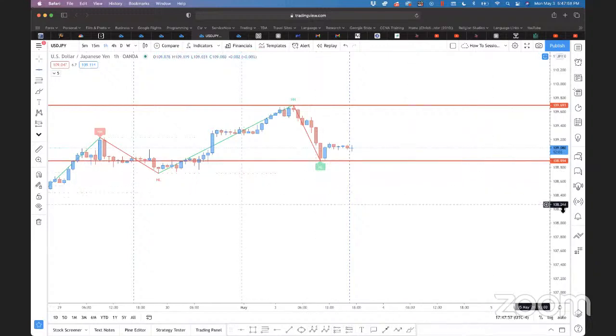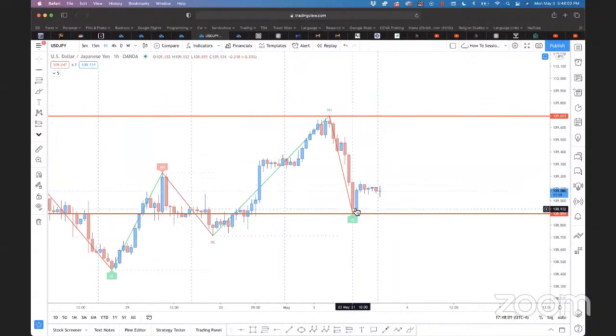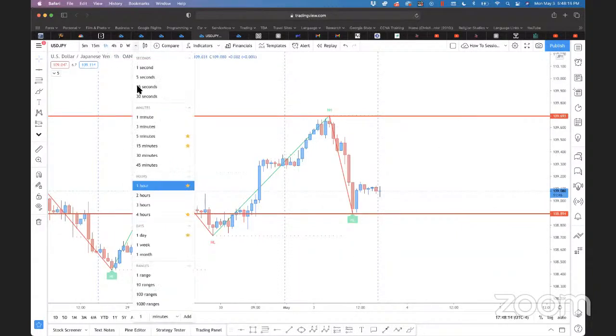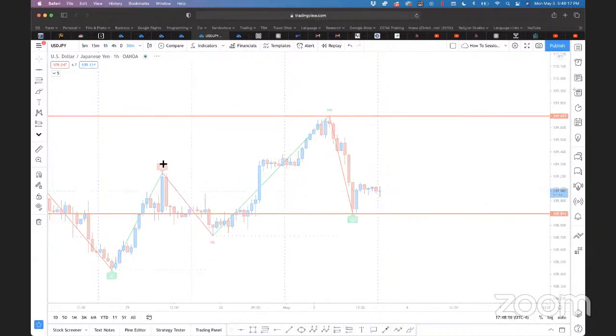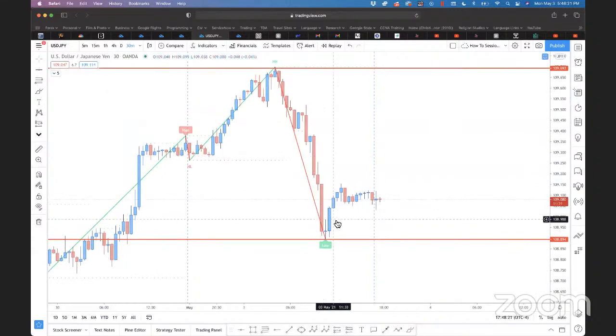Boom. This is your zone right here. This is your entire zone. If you want to break this down into smaller chunks to get a more precise entry, you know this is your first low, that's your high. We're going to go to the 30-minute. Do I have a high on the 30-minute? No, nothing yet.